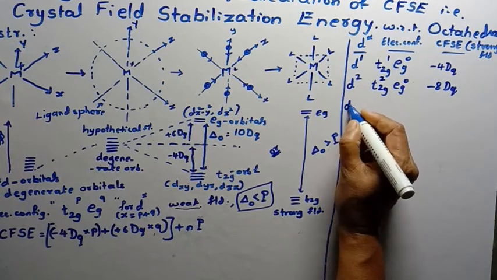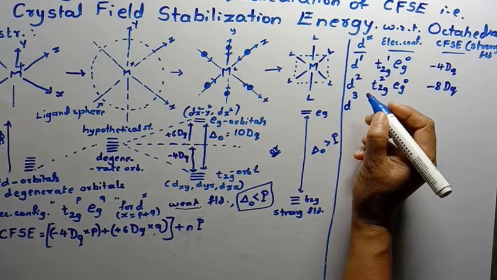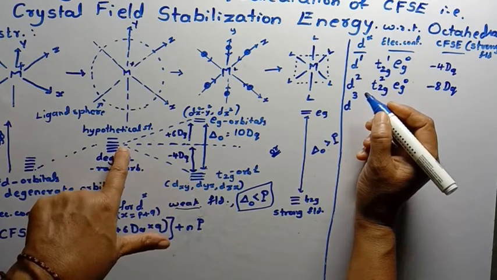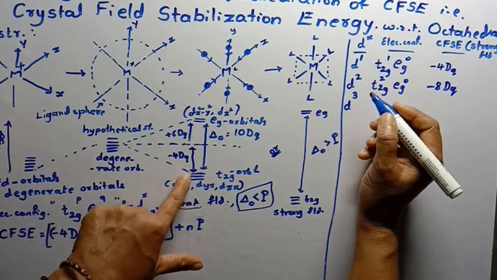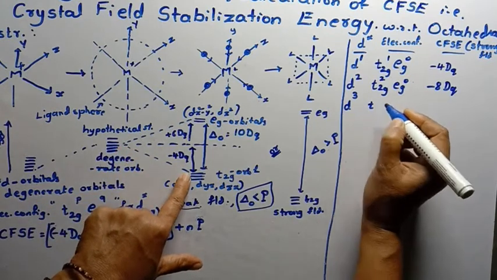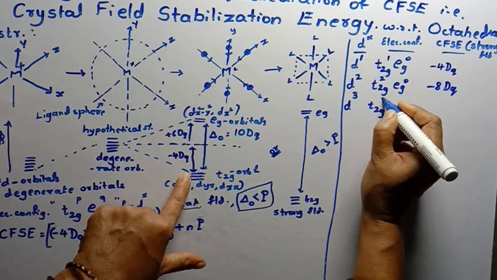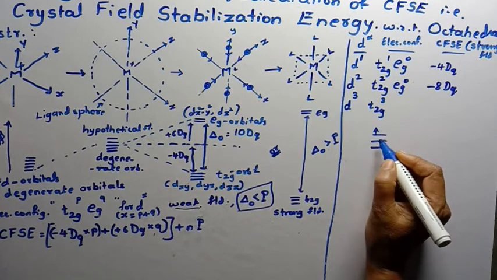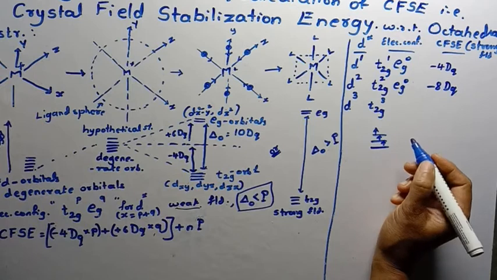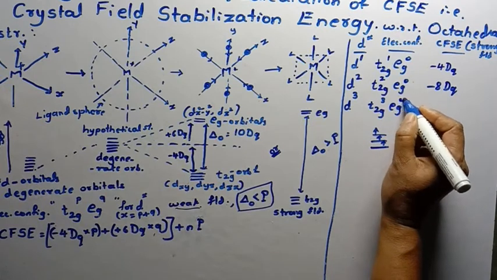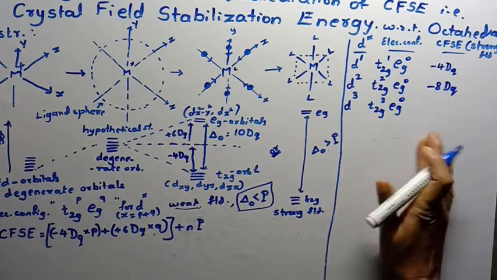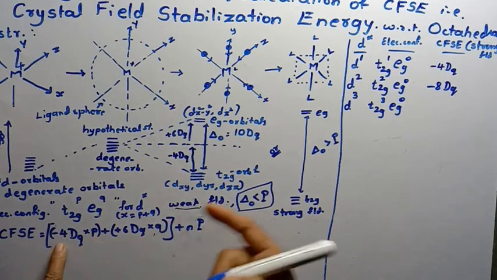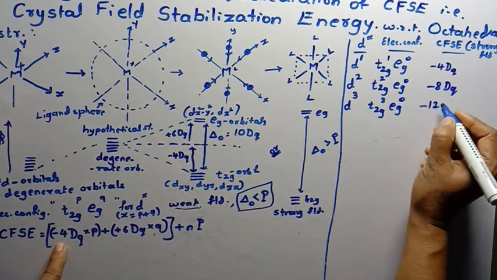Suppose the central metal ion contains 3 electrons. According to the Aufbau principle, the 3 electrons prefer the lower level, so they occupy these positions. That means d3, here t2g^3. So the t2g orbitals are d1, d2, d3. There are no electrons in the eg orbital. Once again, p is 3 here, so 3 into minus 4 gives minus 12 Dq.